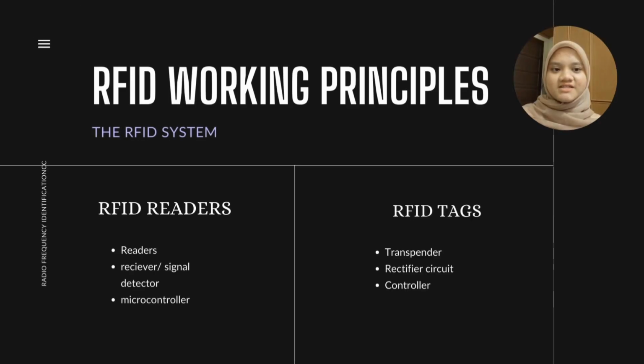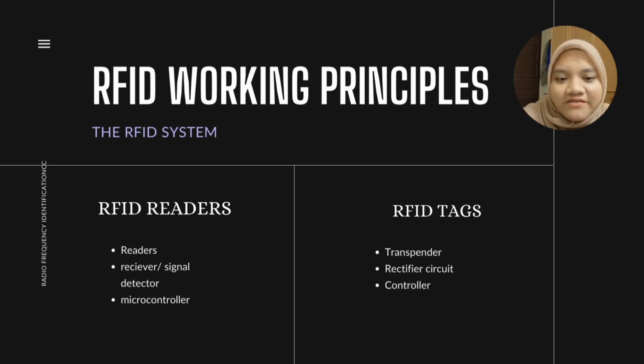The RFID system consists of RFID readers and RFID tags. An RFID reader consists of three components. The first component is the radio frequency signal generator. It generates radio waves to transmit through the antenna to RFID tags. The receiver or signal detector detects the feedback signal coming from the tag. The microcontroller is the component that processes the data after receiving feedback signals from the tag.